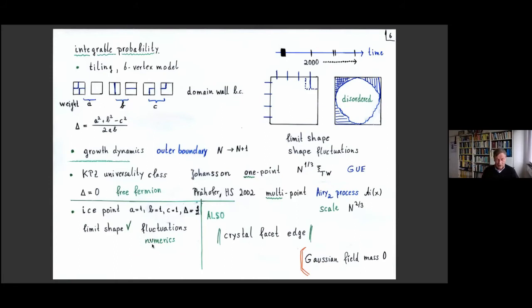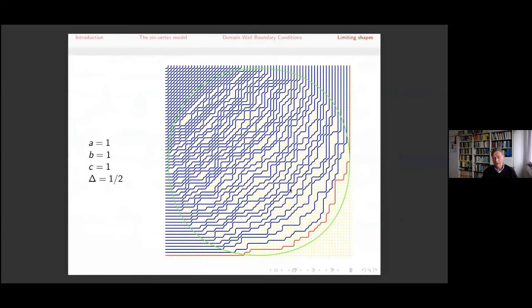All right, so now let me show you the numerics of these kind of things. The simulation is actually somewhat difficult, but what is plotted is the distribution of the random shape, and the scaling is perfect. Let me first give you a better picture of what it looks like. Here you see the limit shape. This is the line which is described by the KPZ equation. And this is the growth process.